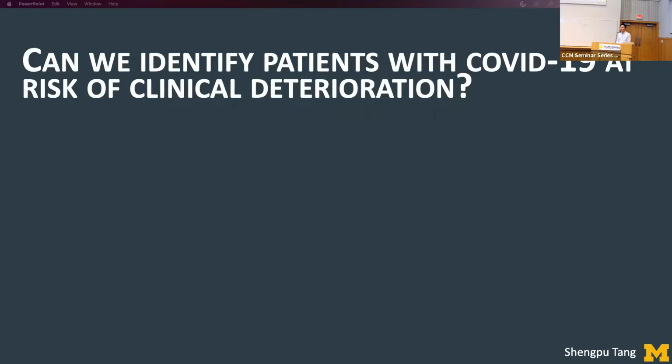Around that time, Michigan Medicine partnered with us to look at computational tools for clinical decision support for COVID-19. And specifically, tools that can help us identify which patients are at risk of clinical deterioration. If we can identify which patients are likely to deteriorate or die in advance, then we can anticipate their needs and allocate the limited resources accordingly.